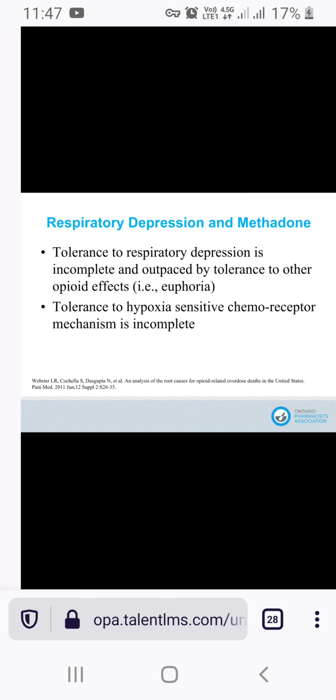One of the worries is that the tolerance to respiratory depression is incomplete, and it's outpaced by the tolerance to the other opiate effects, such as euphoria. So if people are seeking euphoria from an opiate, they develop tolerance to that dose for the euphoria and would try and get a higher dose, but their tolerance to the respiratory depression hasn't hit yet. So that's why sometimes these things are so dangerous when people rapidly increase their opiate doses.